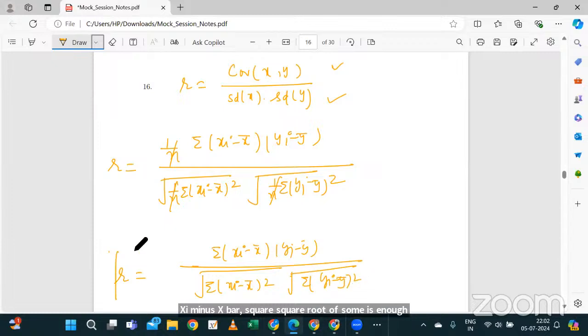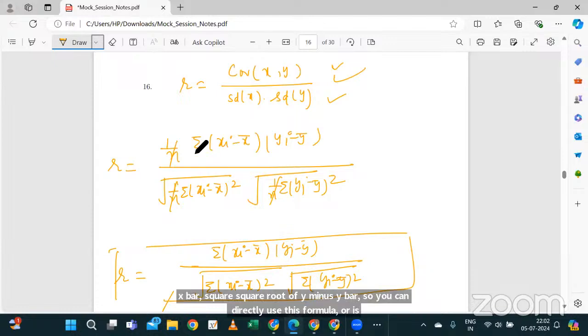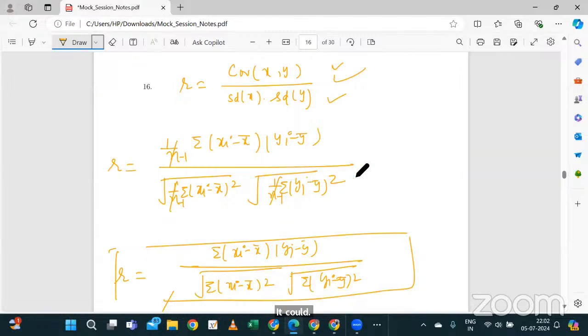You can directly use this formula or the other one, but make sure whether you are using population or sample. If you use sample, it will be n minus 1, and it will get cancelled out. If it is not mentioned and it just says calculate the covariance and correlation, there is nothing like population correlation or sample correlation.